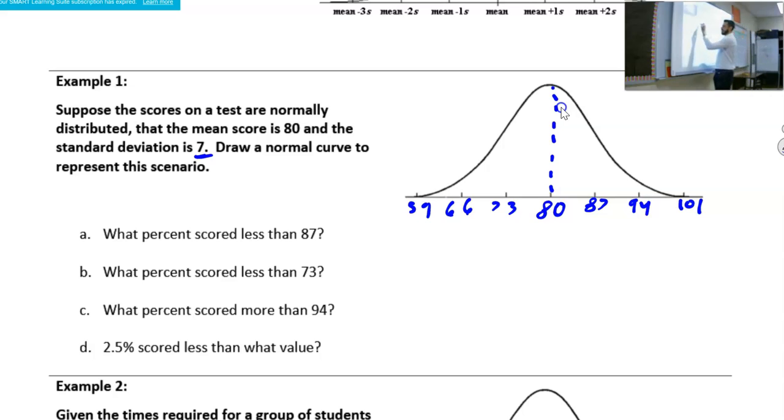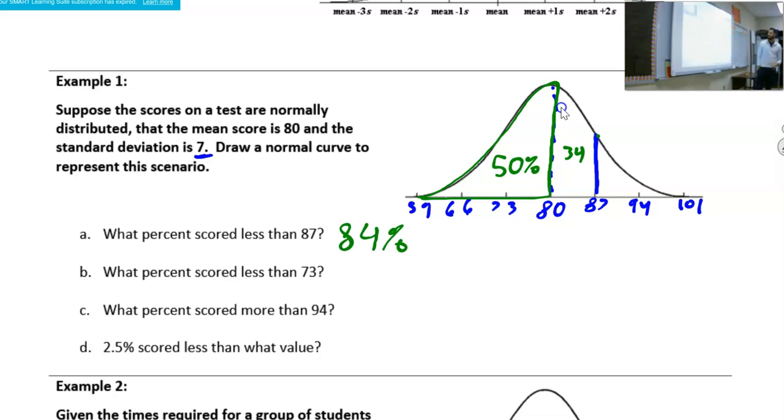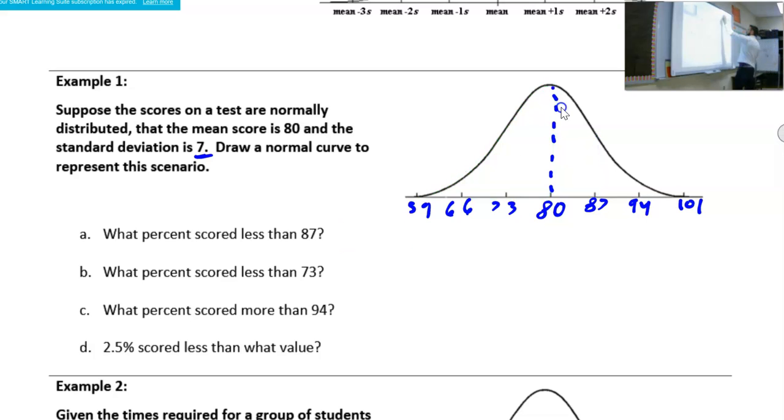All right, so what percent scored less than 87? Well, since 87 is right here on the first standard deviation, we can go very quickly and add up all the percentages from before. We're including the first half of the data, all of this, plus this 34% here. So if this is half, this is 50%, plus 34%, 84%. So therefore, 84% scored less than an 87.